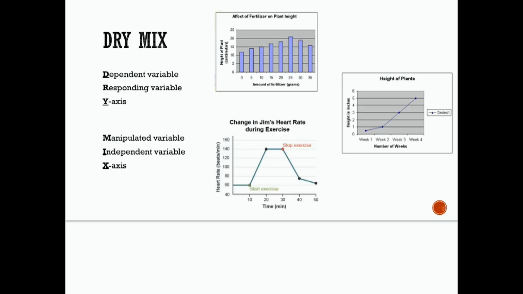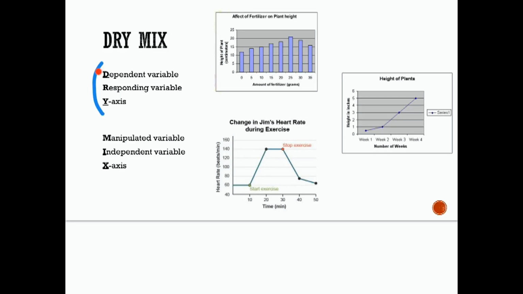Dry mix is one of the most important things to learn, and it will get you through a lot of biology questions. So, dry mix. Dry mix means pretty much nothing on its own. So, what does it mean? Dry mix, the DRY in dry.